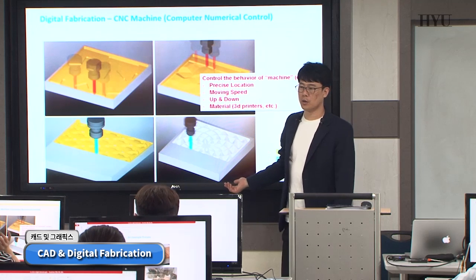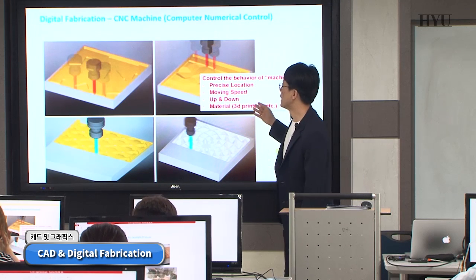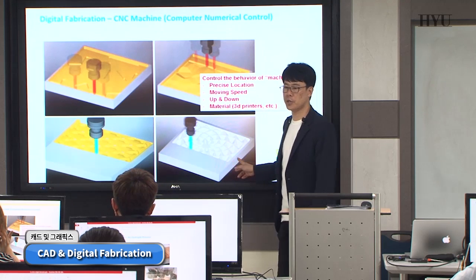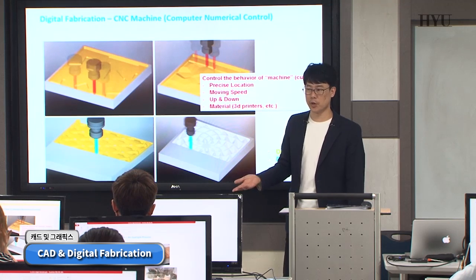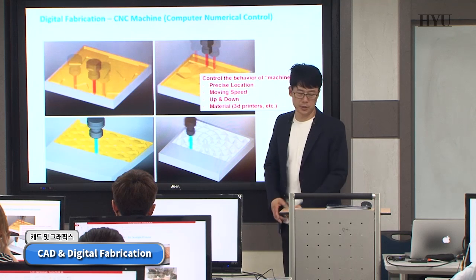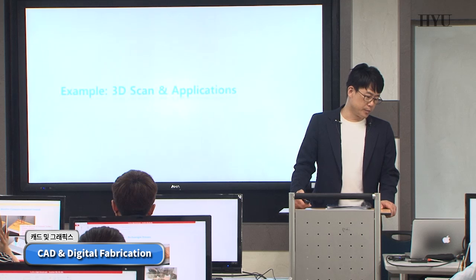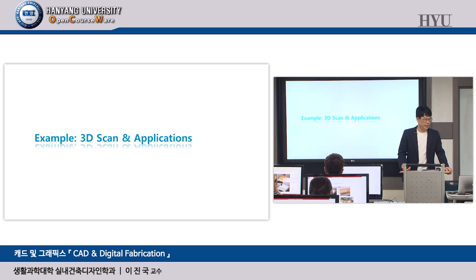Why controlled by computers? In order to create any kind of geometric shape designed by you. So that is why we could generate those structures. Let's take a look at some more examples.